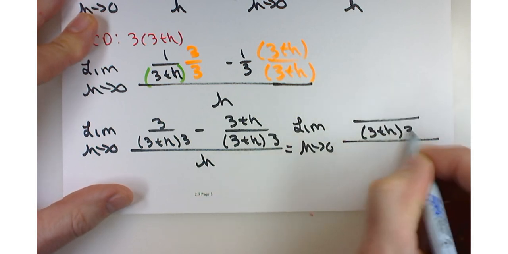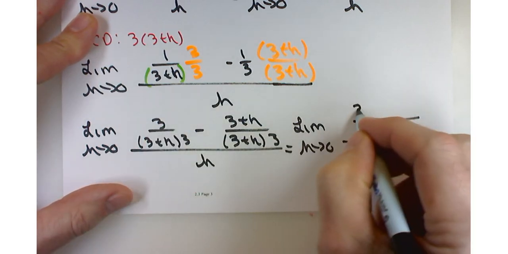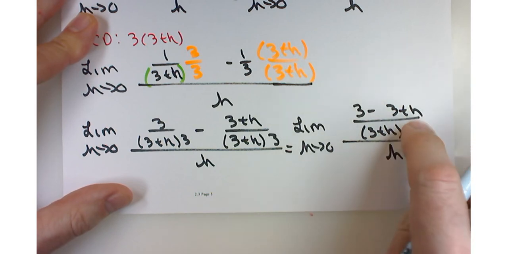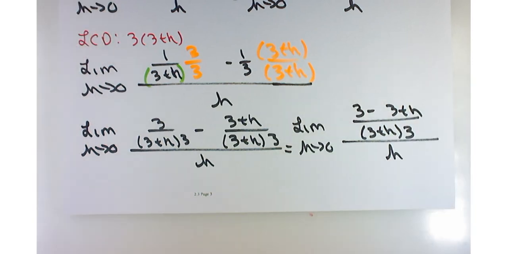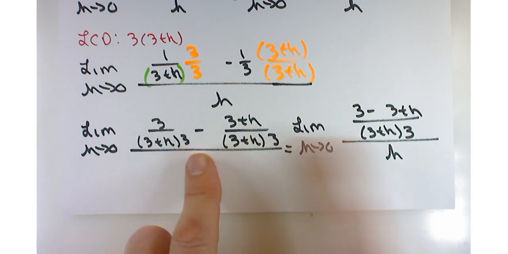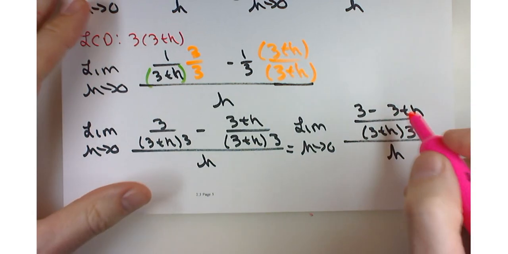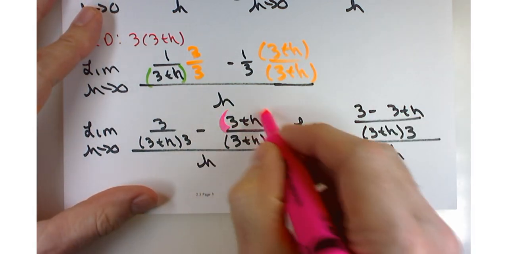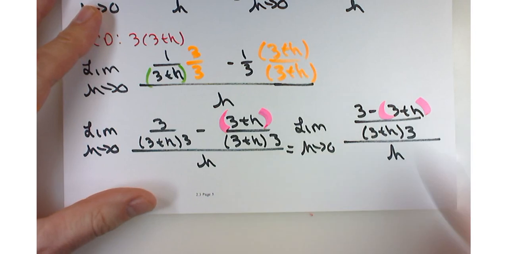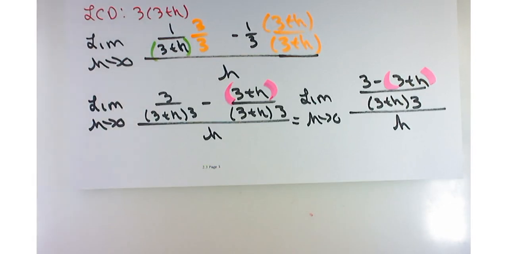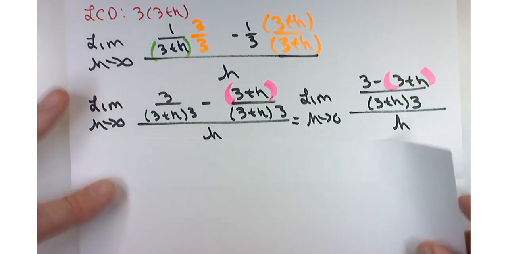So 3 plus h, 3, so I'll have 3 minus 3 plus h, but I've made a mistake. Can anyone see the mistake that I made up here? And I did that because a lot of you might make that mistake and it'll cost you a point. You have to distribute the negative sign. Yeah, I gotta distribute that negative sign. So when you distribute that negative sign, instead of a positive h, you'll end up with a negative h. So let's finish this one out. We're almost done.